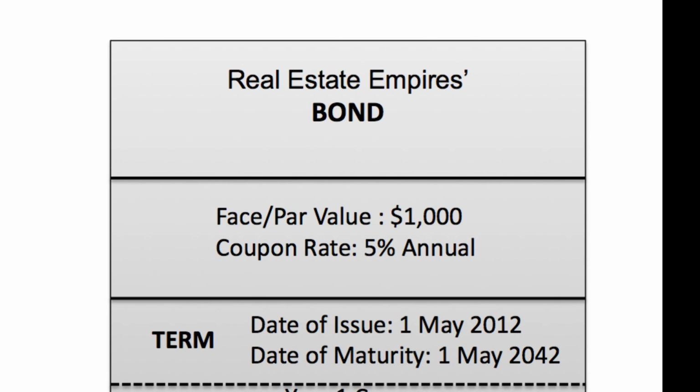Okay, and as we look at the term, we can see that the date that this bond is issued is 1 May 2012, and the date that the bond becomes mature is 30 years later on 1 May 2042. And so when Jesse buys that bond from the Real Estate Empire's company, he buys that bond on 1 May for $1,000. Then whenever the bond becomes mature on that 1 May 2042, Real Estate Empires is going to have to pay Jesse his $1,000 back that he initially purchased the bond for.